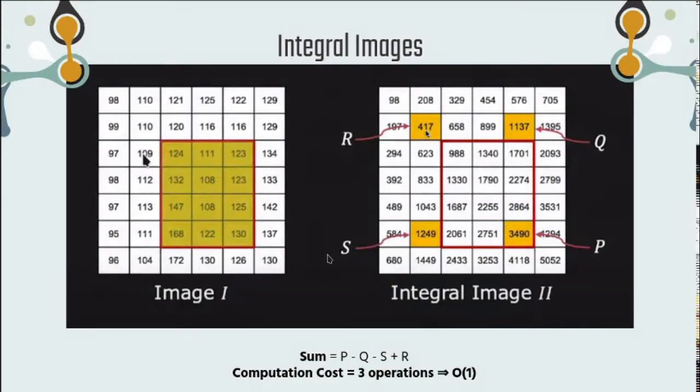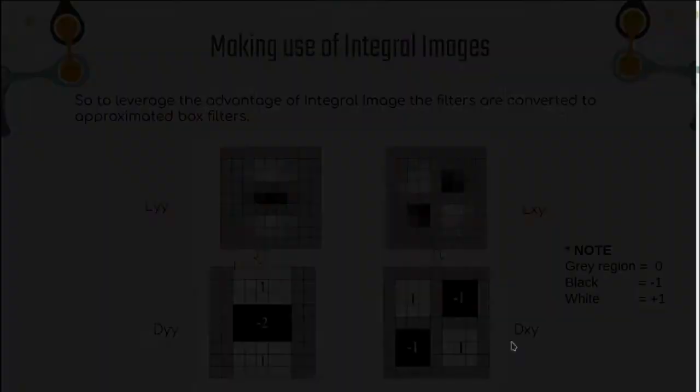So if we want to compute the filter response of this particular region, we just need four reference values, which are P, Q, R and S, and it can be computed by P minus Q minus S plus R, which gives the summation of all the pixel values in this region. So we can see that the complexity has been drastically reduced from order of n squared to order of 1, which is constant time.